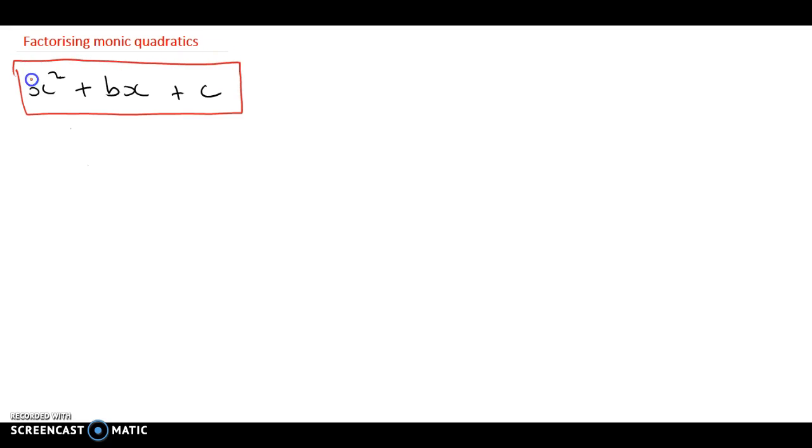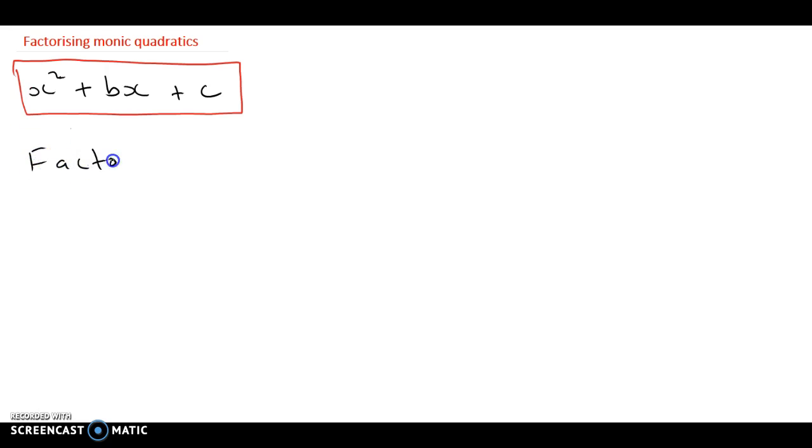This lesson is on factorising monic quadratics. Now, a monic quadratic takes the form x squared plus bx plus c. What makes it a monic quadratic is the fact that the coefficient of x squared is 1. So mono meaning 1, the coefficient of x squared is always 1. Let's jump straight into an example.